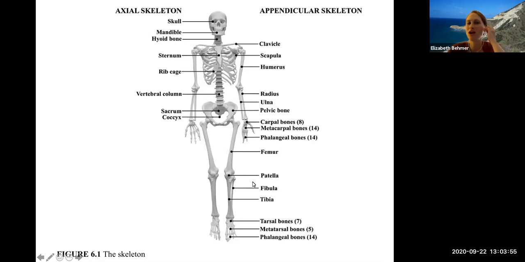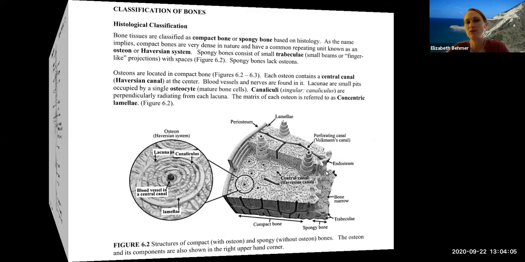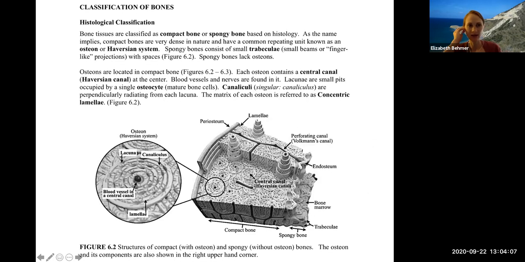And then your axial skeleton, again, is all of the bones within the central part of the body. After we get through this intro to the skeletal system, we'll talk about your axial skeleton.